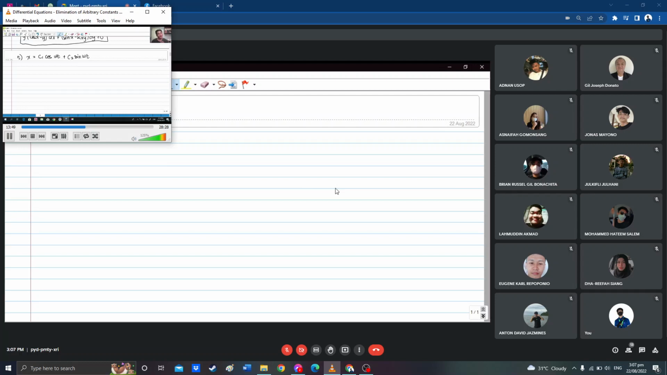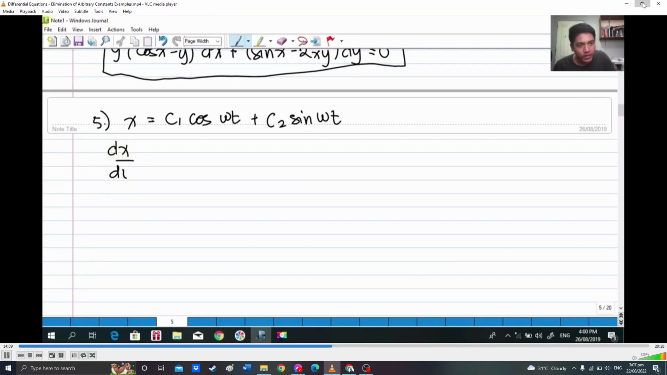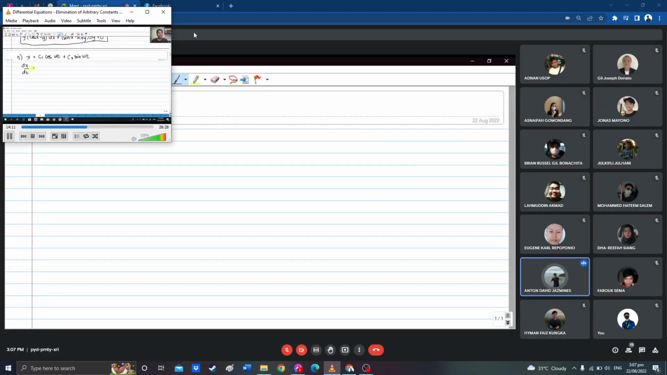Well, that's correct. That's 2. We have c sub 1 and c sub 2. So it means that we're going to get the derivative of this x with respect to t to eliminate the c sub 1 and the c sub 2 constant. So in order for us to eliminate that, we have to get dx over dt. So what will happen?